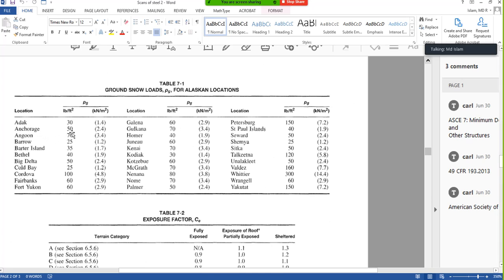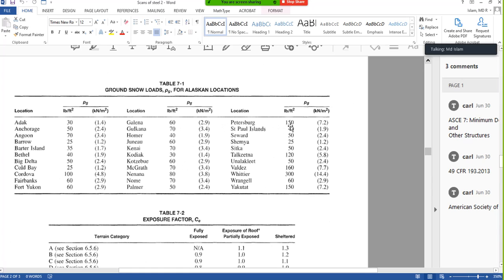PSF is 50, 50 PSF. I do not know where this city is. Cordova, oh, Fairbanks. Fairbanks is in Alaska also, north side, 60. 100, Cordova. In Cordova, it is 100. 100 means you cannot imagine. 100 means similar to gallery. What about the load in a gallery? So high.